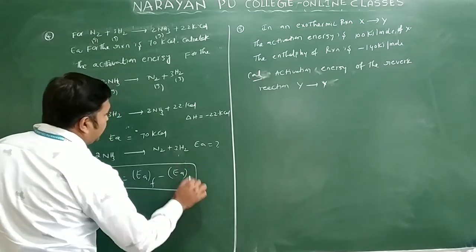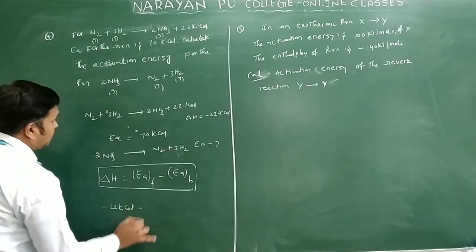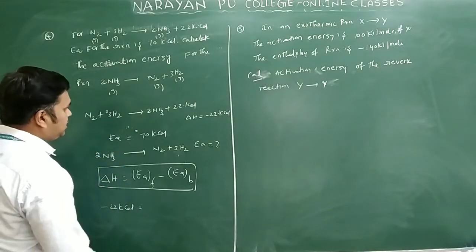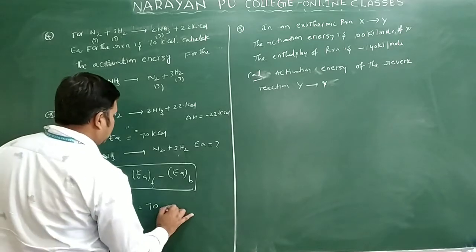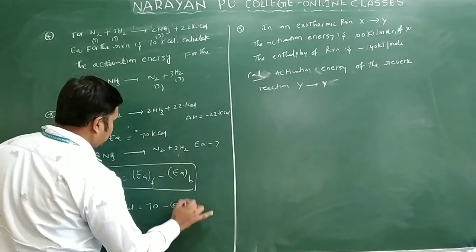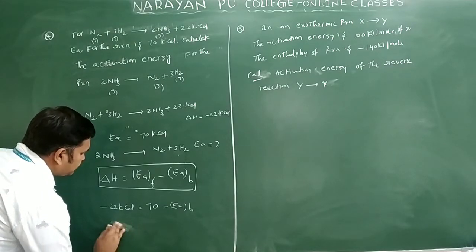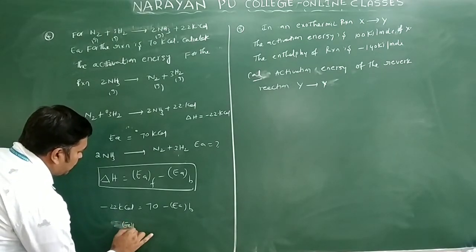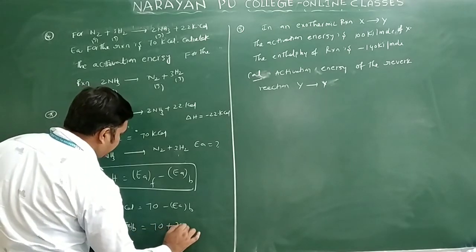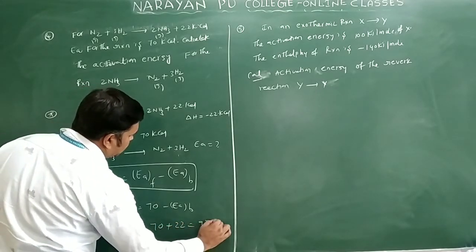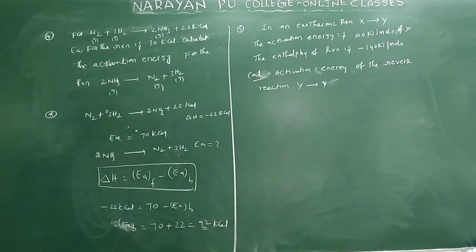Now here, what delta H do we have? Delta H is minus 22 kilocalories. Suppose you take this as a forward reaction. How much activation energy do we have? This is 70, and minus activation energy for the backward reaction. Now the activation energy for the backward reaction is equal to 70 plus 22. What is the answer, ma? 92 kilocalorie per mole.